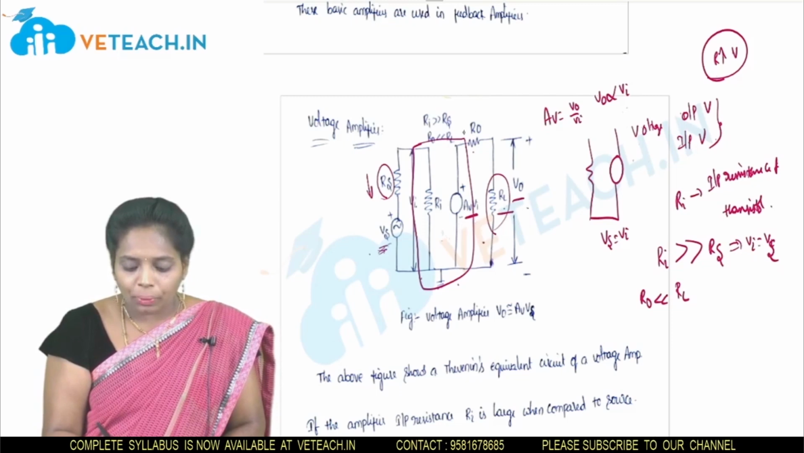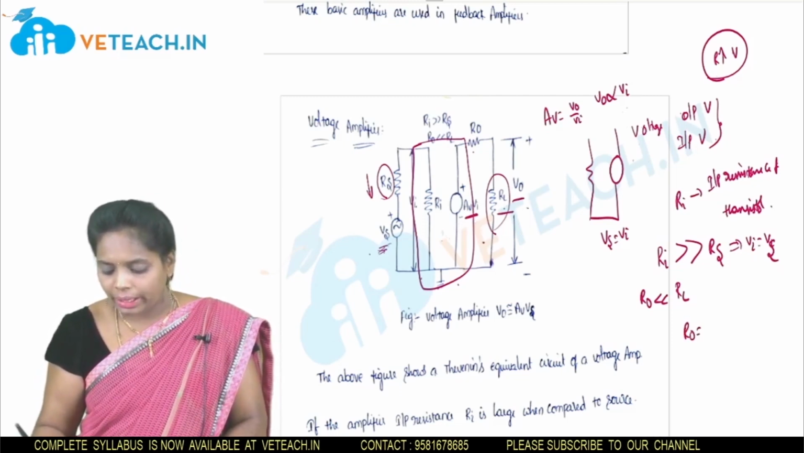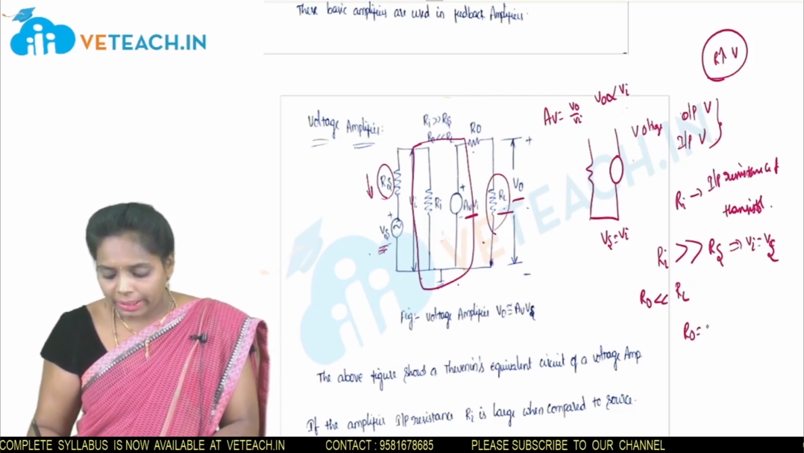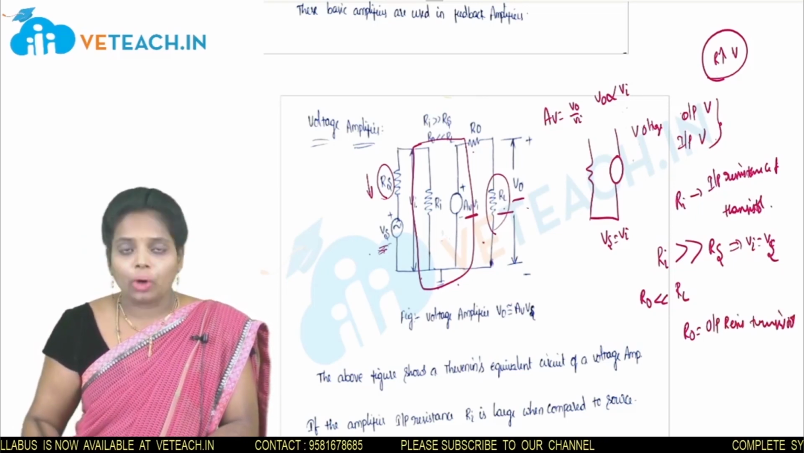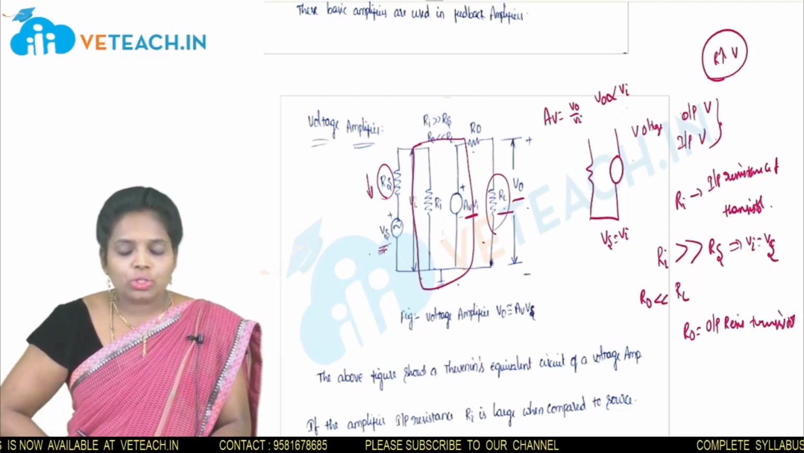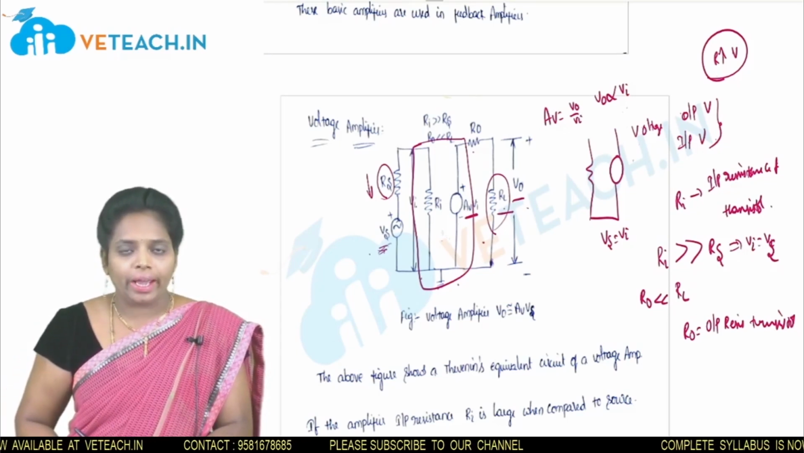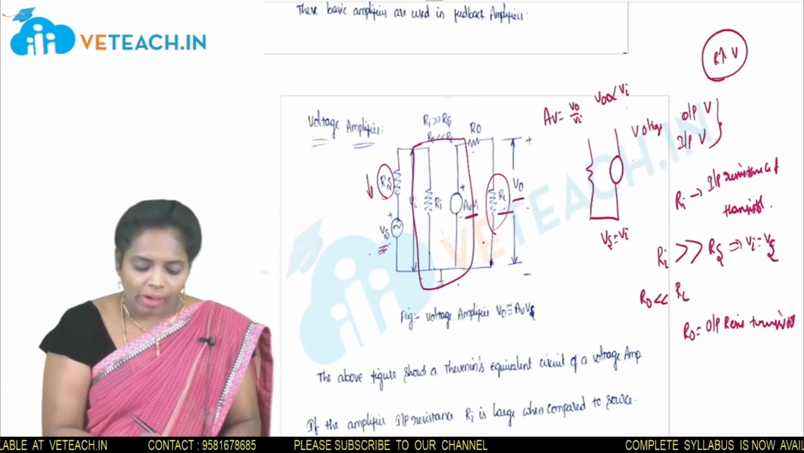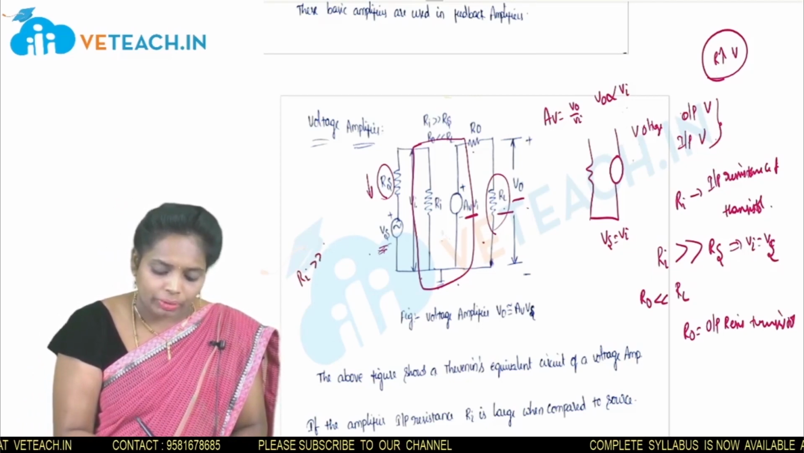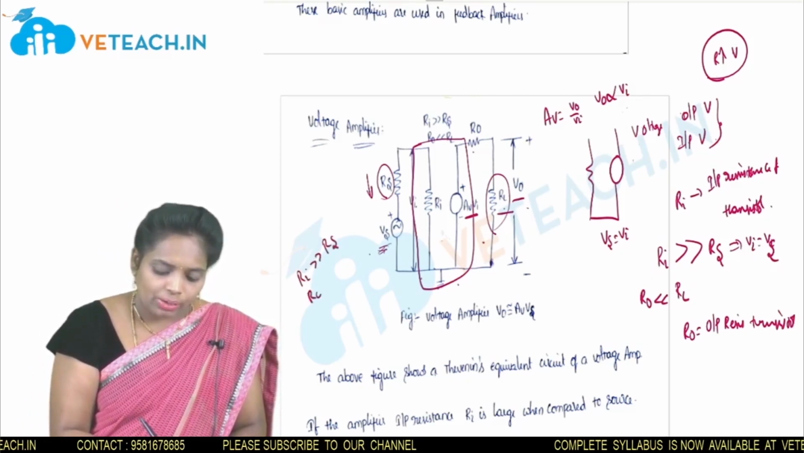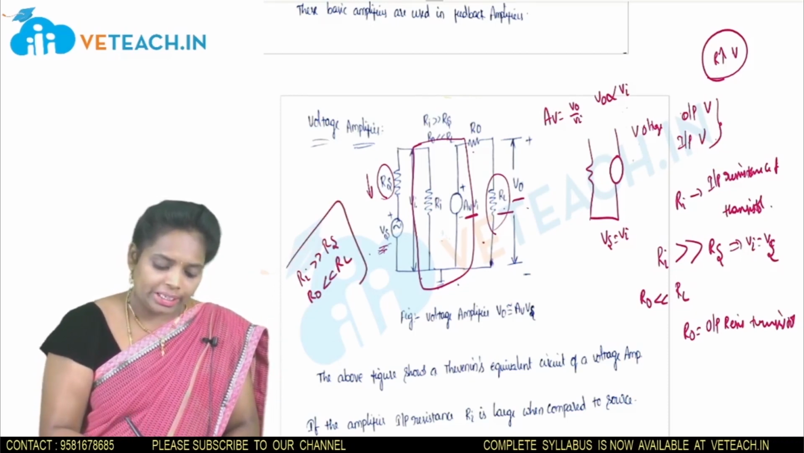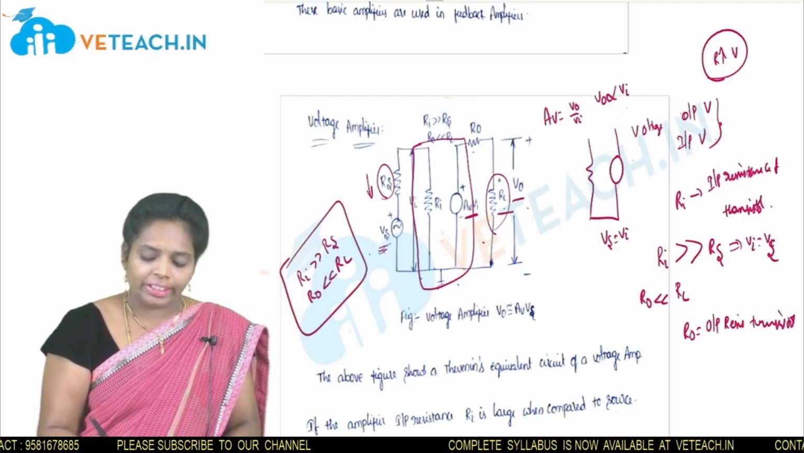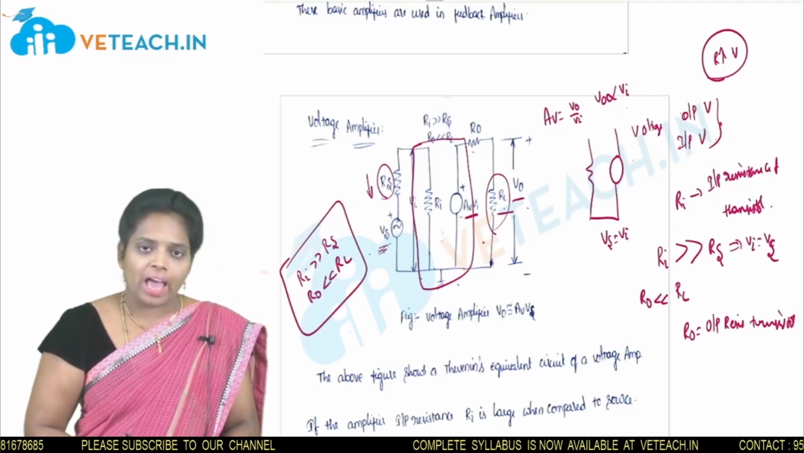What is R0 here? R0 is nothing but the output resistance of the transistor. So a transistor is said to be a voltage amplifier when the value of Ri is far greater than Rs, and the value of R0 is far less than RL. This is the condition. If this condition is satisfied, that amplifier is called a voltage amplifier.